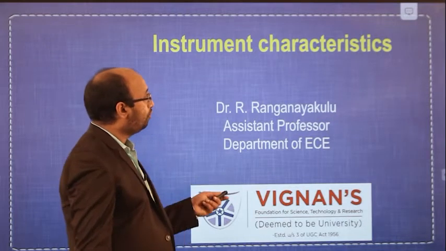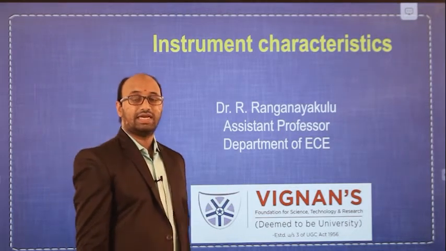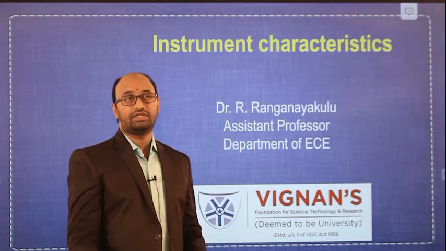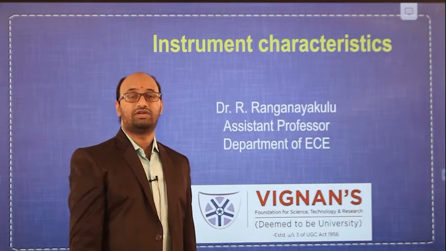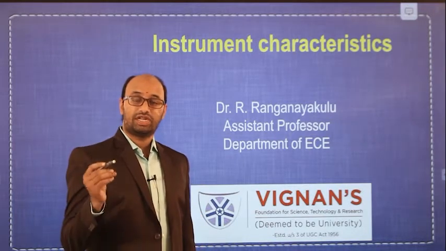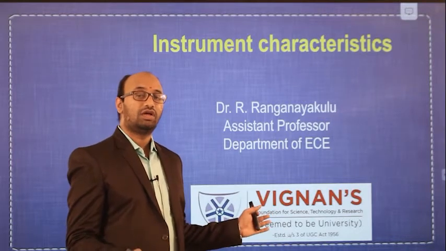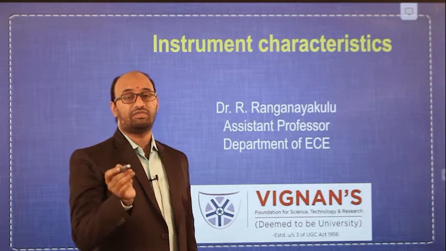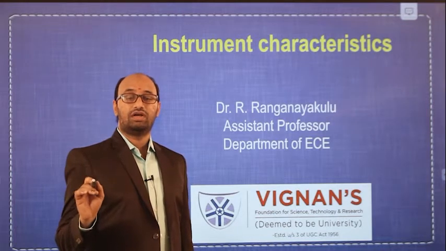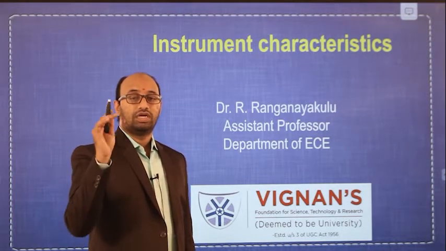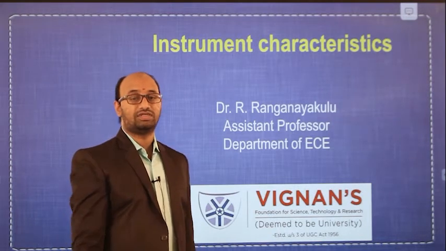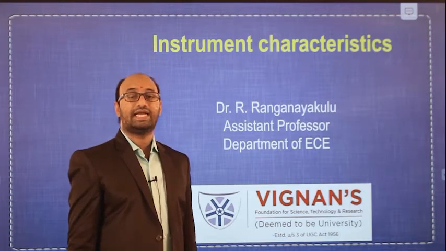We all have heard this term characteristic. Characteristic will tell us a certain behavior. You have already worked with diodes and transistors where you have drawn VI characteristics. If it is a VI characteristic, it gives us information about the voltage and current. If the input is voltage, how the output current is changing, that information is given by the VI characteristic. So in general, a characteristic gives us information about how the instrument output is changing with respect to the input, how the instrument is responding to the stimulus.